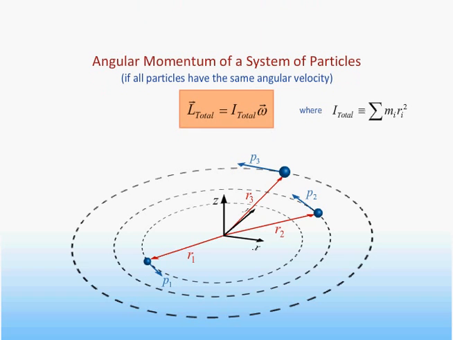For a system of particles that is rotating about an axis with a fixed angular velocity, the angular momentum of the system can be written simply as the product of the moment of inertia of the system about the axis and the angular velocity vector.